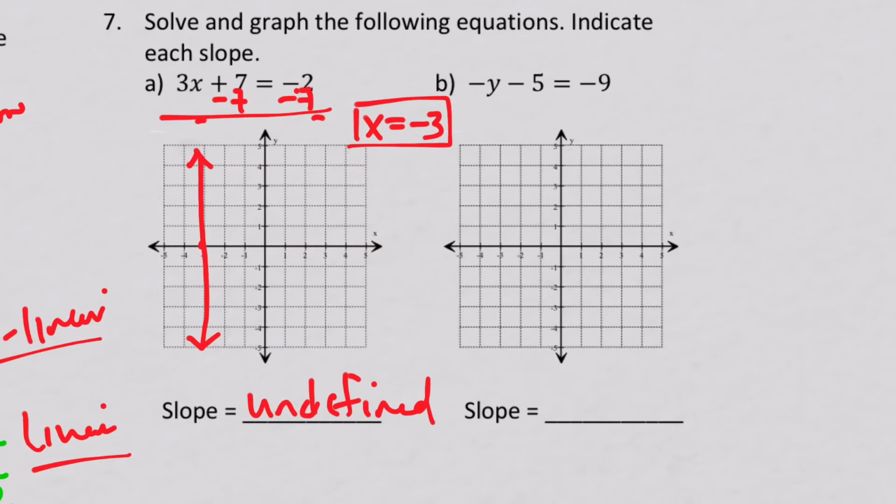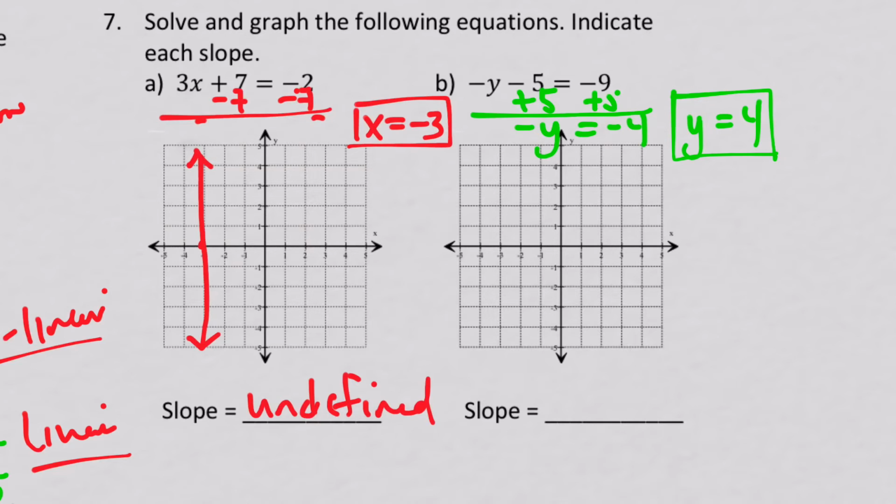Now in part B, if I solve this for y, I'm going to add 5 to both sides, which leaves me then with negative y equals negative 4. And then I can divide by negative 1 here, so I can just switch both signs, and I'll get a result of y equals 4.